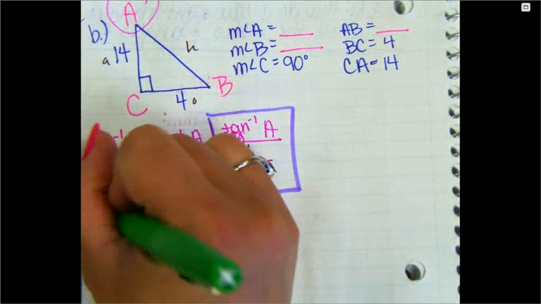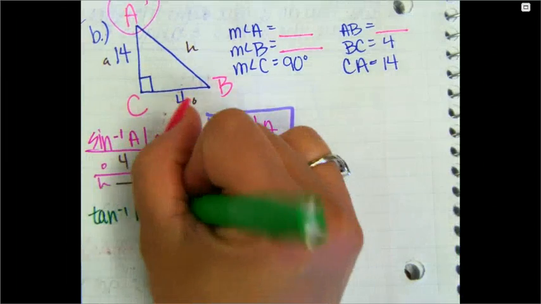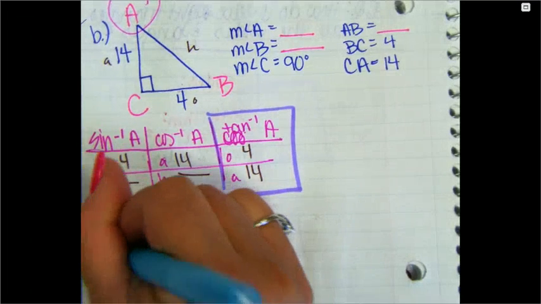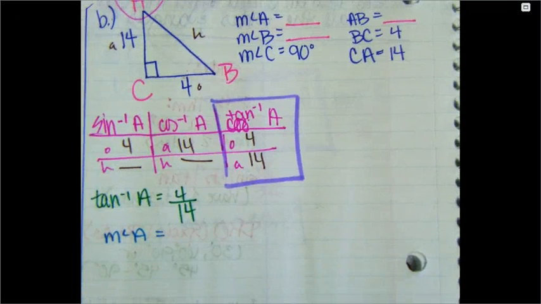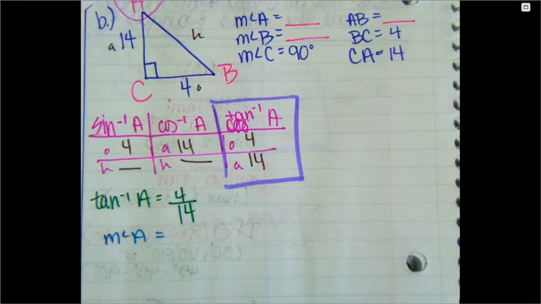So, tangent inverse of angle A equals, what's your fraction? 4 over 14. Rounding to the nearest what? 10th. Everyone should be doing what? Check with someone next to you, see if you have it.